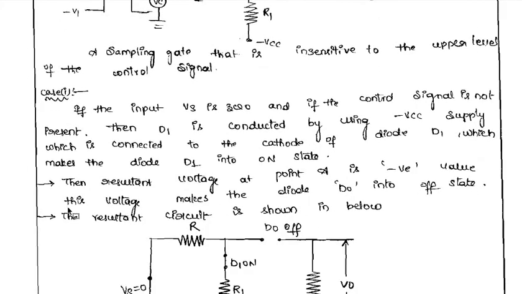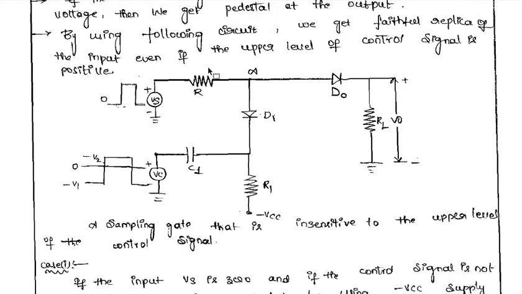The very first one, that is case 1. See here, if the input signal Vs is 0 at the starting point, and the control signal is not present over here, it is also 0, then the diode D1 will be conducting. It will be in the conducting stage, by using the VCC supply which is connected to the cathode part of your diode D1, which makes D1 in the on stage.